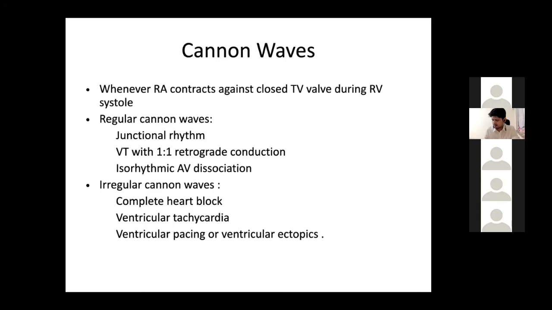So irregular Cannon waves with tachycardia is ventricular tachycardia with AV dissociation. However, irregular Cannon A waves with bradycardia is complete heart block. So these four causes you should just remember: regular brady is junctional rhythm, regular tachy is ventricular tachycardia with AV association, irregular Cannon with tachy is ventricular tachycardia with AV dissociation, and irregular Cannon wave with bradycardia is complete heart block. Other causes you can just forget for the time being.